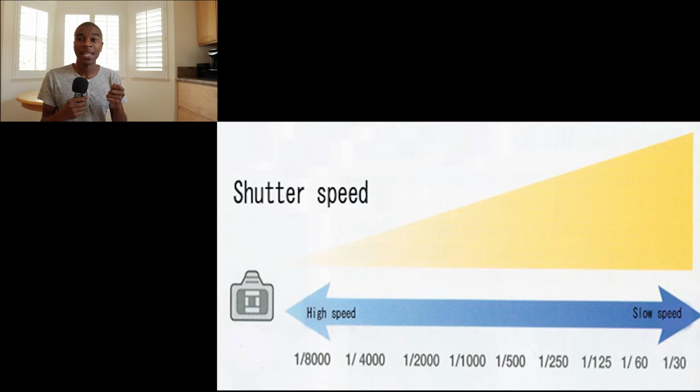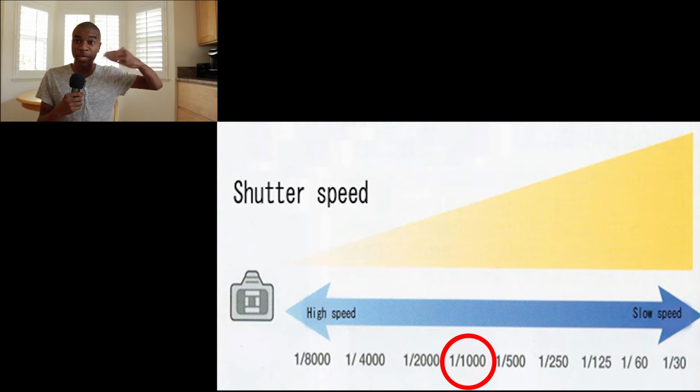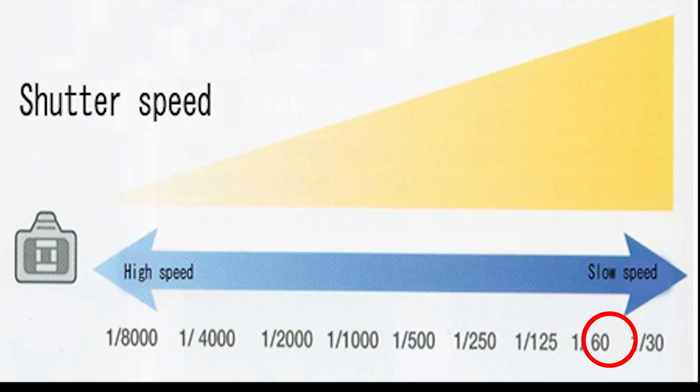You can have either a fast shutter speed or a slow shutter speed. A fast shutter speed is letting in less light. A slow shutter speed is going to let in more light. Shutter speed is measured in fractions of a second. An example of a fast shutter speed would be, say, something like 1,000th of a second. 1,000th of a second is letting in very little light because it's a very fast shutter speed. An example of a slow shutter speed would be something like maybe 1/50th of a second.